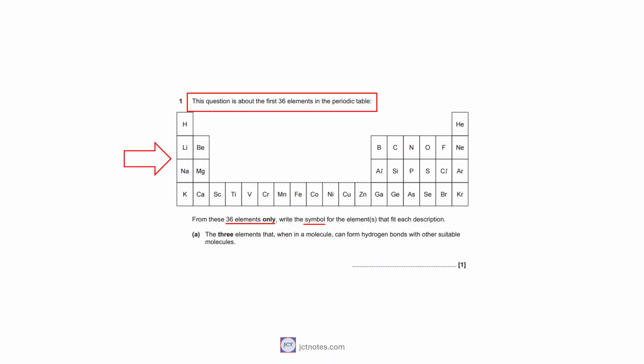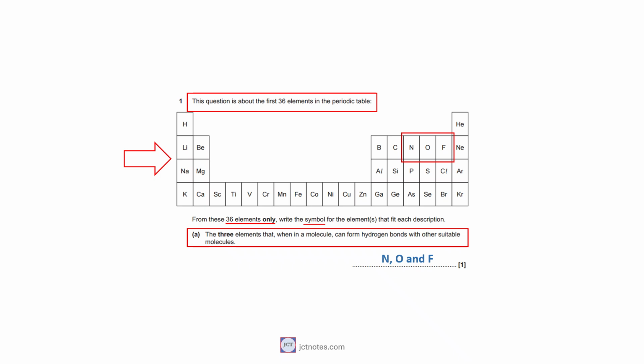In part A, we are asked for the three elements that, when in a molecule, can form hydrogen bonds with other suitable molecules. These elements are nitrogen, oxygen, and fluorine, as hydrogen bonding only occurs when hydrogen is covalently bonded to any of these three atoms.